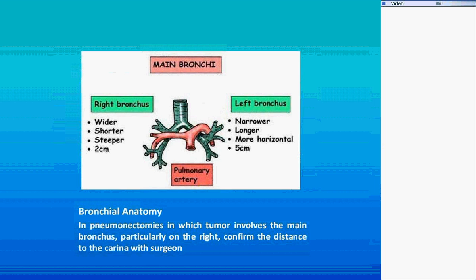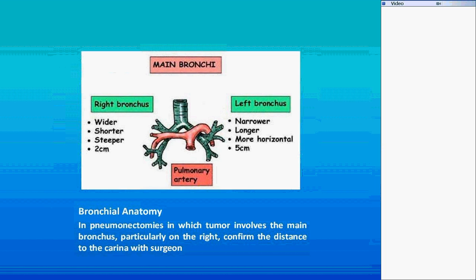T category designation. Now, in terms of distance from the carina, it's important to remember the anatomy and distances from the carina of the bronchi. And where it becomes important is in pneumonectomy specimens. Unless there's really abnormal or atypical anatomy in a particular patient, the distance to the carina won't be a concern to you in terms of lobectomy specimens, because the right mainstem bronchus itself is 2 centimeters in length, and the left mainstem bronchus is even longer than that, 5 centimeters.